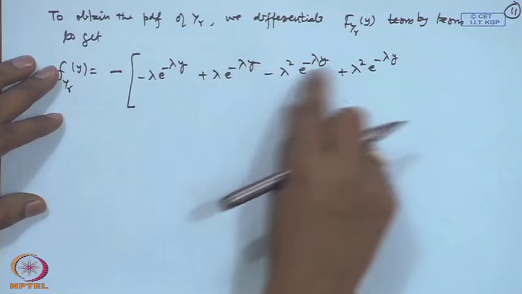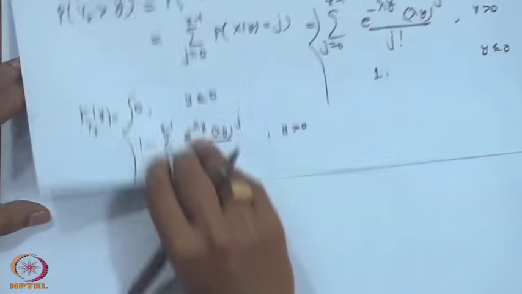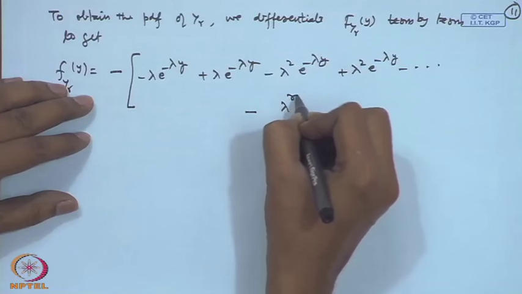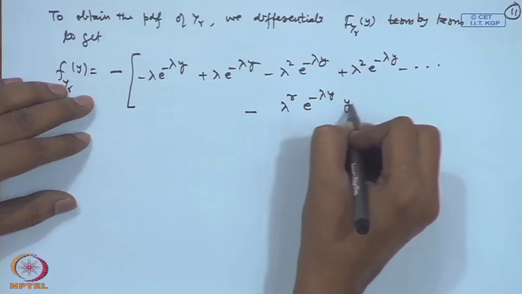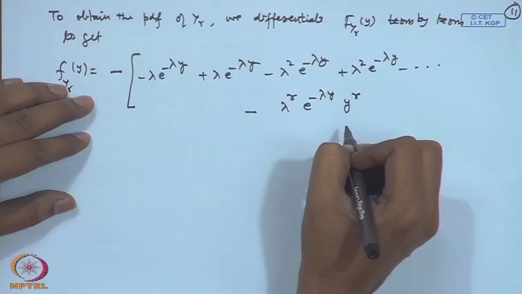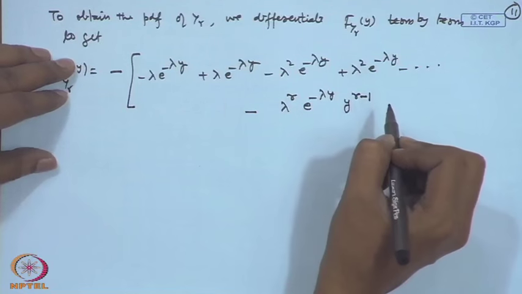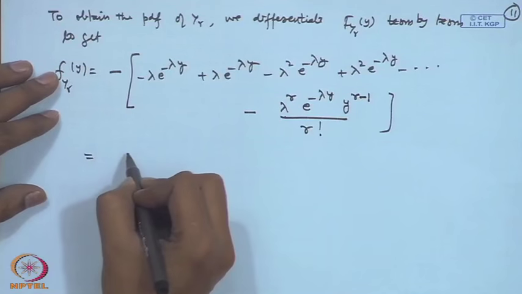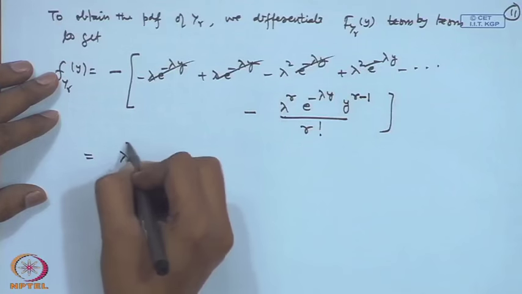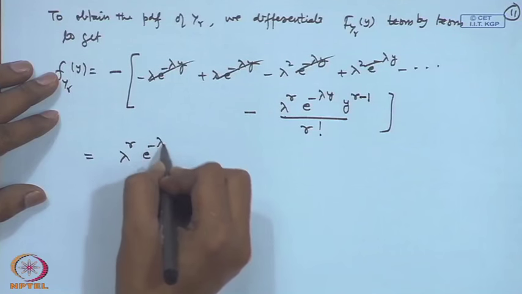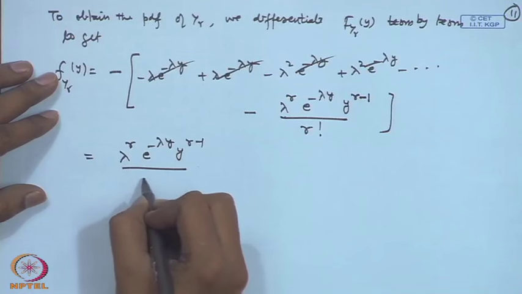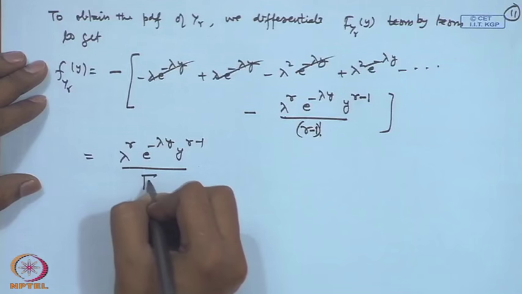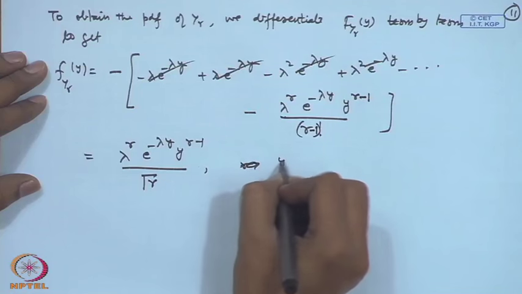You can observe these terms will actually get cancelled out, and you will be left with the last term here. What would be the last term? The last term will become equal to minus lambda to the power r e to the power minus lambda y, y to the power r minus 1 divided by r minus 1 factorial. So, all these terms get cancelled out, and we are left with lambda to the power r e to the power minus lambda y, y to the power r minus 1, divided by r minus 1 factorial. We can write this as gamma r. This is for y greater than 0.